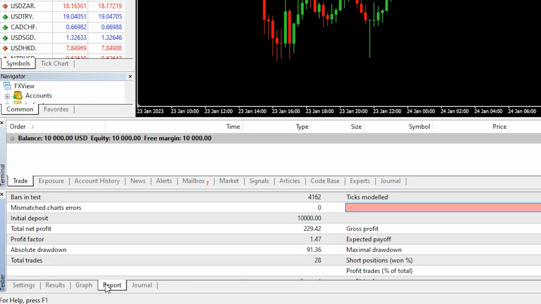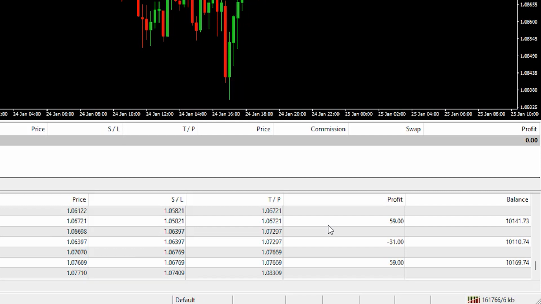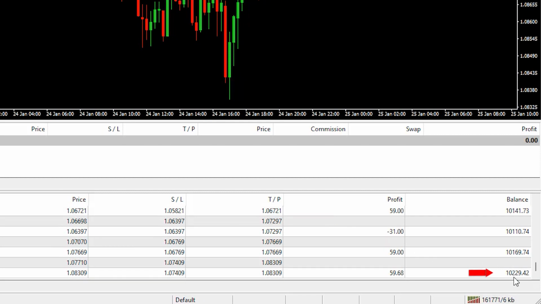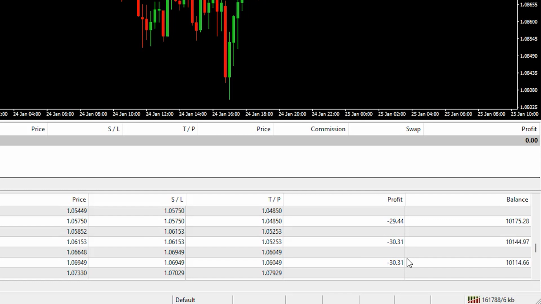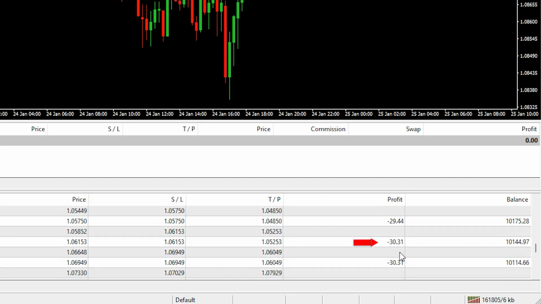and if I go to the report, I can see some more of the statistics, and here in results are all trades that open and closed. Overall, the account made above $229 of a profit, but you can see that my profit is somewhere about $60 whenever my take profit was hit, and it is about $30 when the stop loss was hit. All right, so $60.27, $60.56, negative 30.31 when the stop loss was hit.